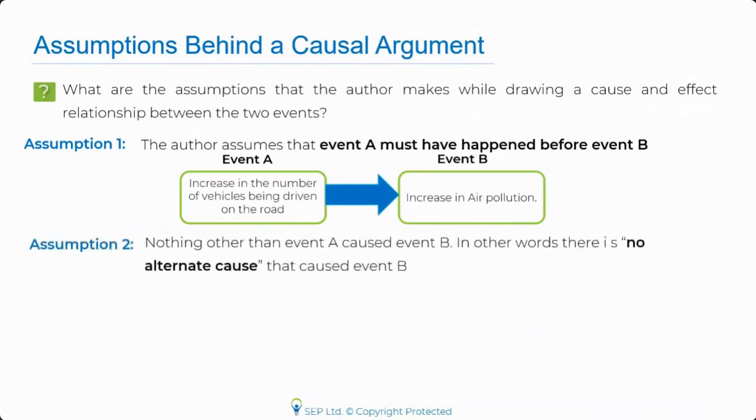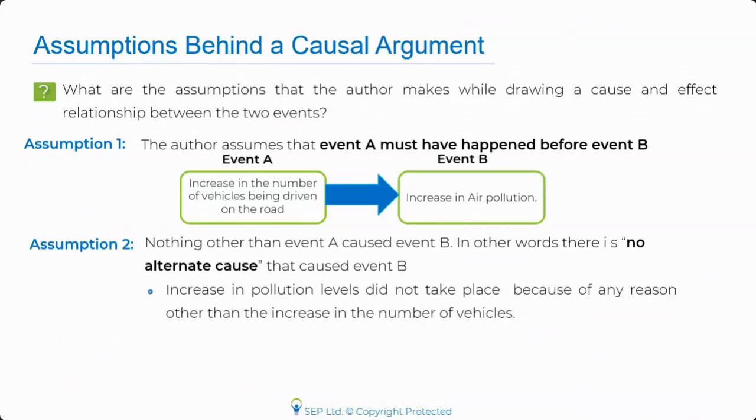Second assumption: nothing other than event A caused event B. In other words, there is no alternate cause. Now, this is the core assumption. If there was some other cause, then the author cannot draw the conclusion, right? So that is assumption two. If the increase in pollution levels did not take place because of the increase in the exhaust, then this conclusion won't stand. So the increase in pollution levels did not take place because of any reason other than the increase in the number of vehicles and the exhaust from those vehicles.